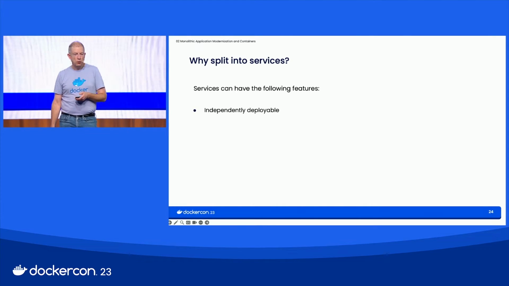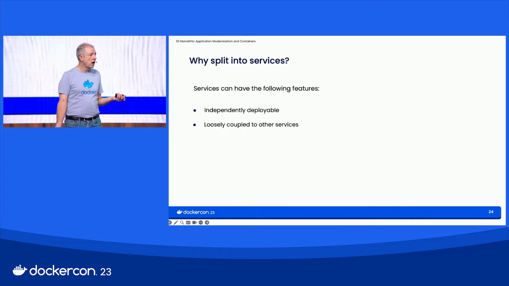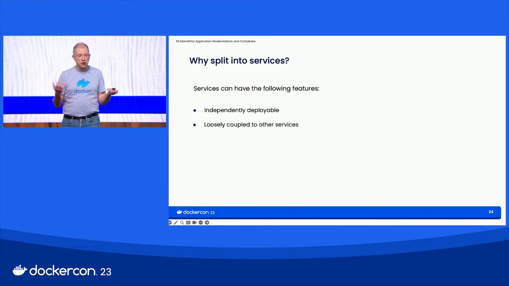Let's talk about some of the characteristics of services, and then we'll talk about some of the benefits of them. Services can be independently deployable. This means that the services don't have to rely on other components. They can run and live on their own. They are loosely coupled to other services. So there has to be some kind of intermediary or API to call between them.